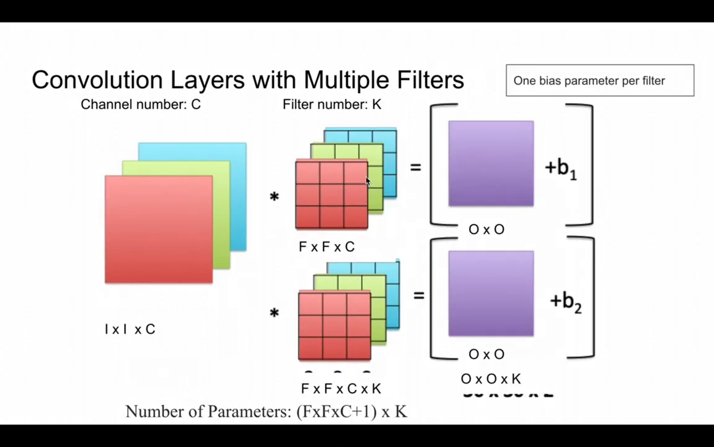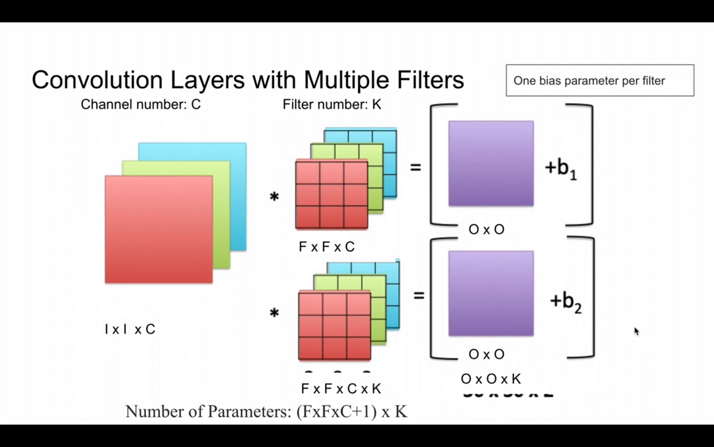We could have multiple filters, and each of the filters has f by f by c volume. In this case, each of the filters will generate a channel of output, and we can add a bias to every single number with a constant. Then the output volume of the image will be O by O by K. K is the number of filters.